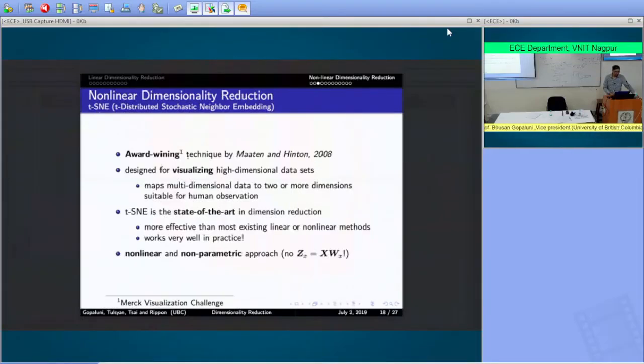t-SNE is one of those award-winning algorithms that was designed for visualizing high-dimensional data sets. It maps multi-dimensional data to 2 or more dimensions suitable for human observation. It's one of the state-of-the-art methods in dimensionality reduction. It's more effective than a wide range of linear or nonlinear methods, and we found that it works really well in practice.